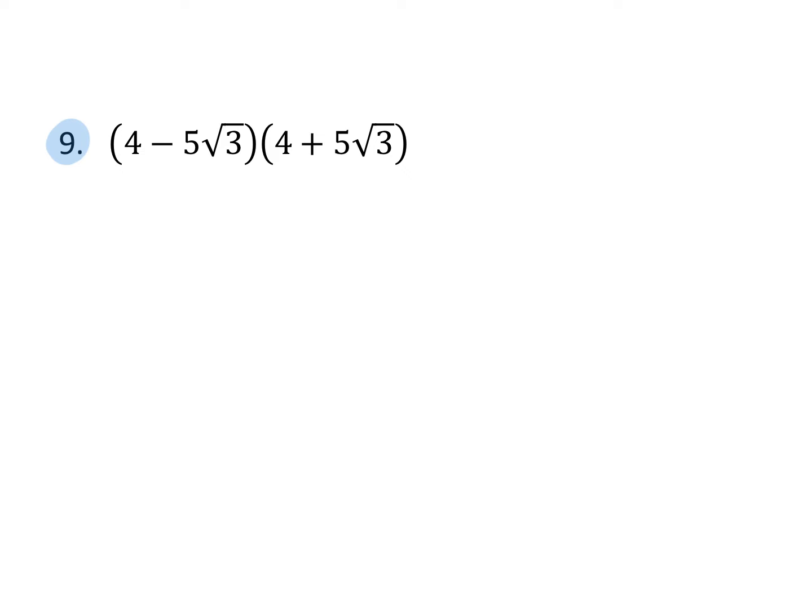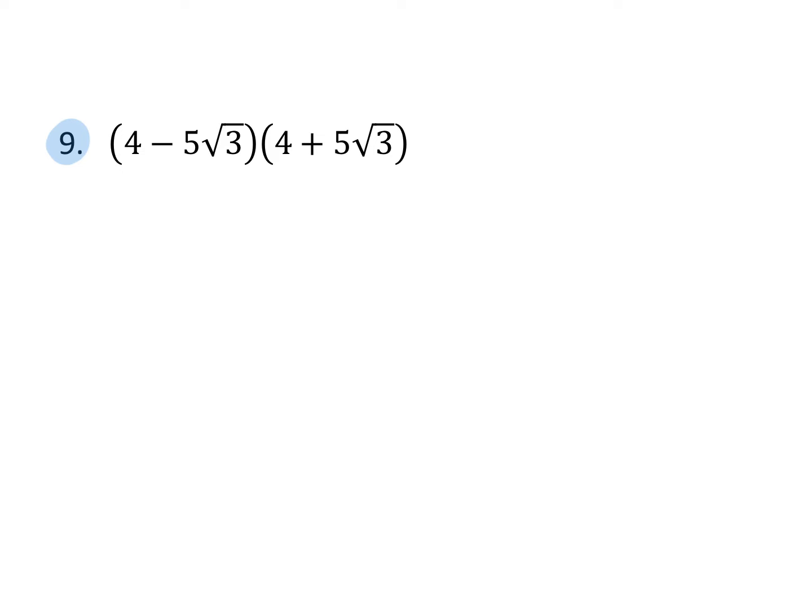So the first question was number 9. Do you remember what these are called, when it's 4 minus 5 rad 3 and 4 plus 5 rad 3? Those are conjugates, right? One is plus and one is minus, but they have the same numbers.